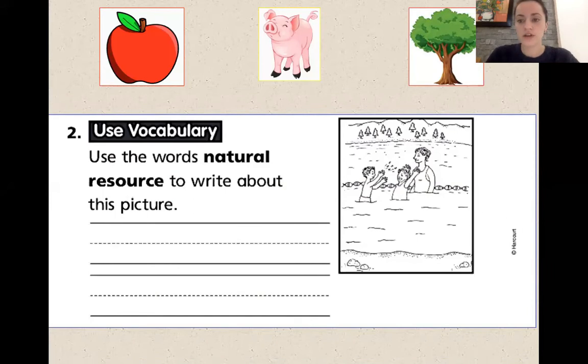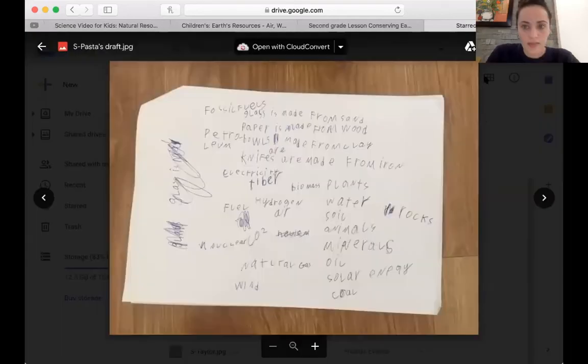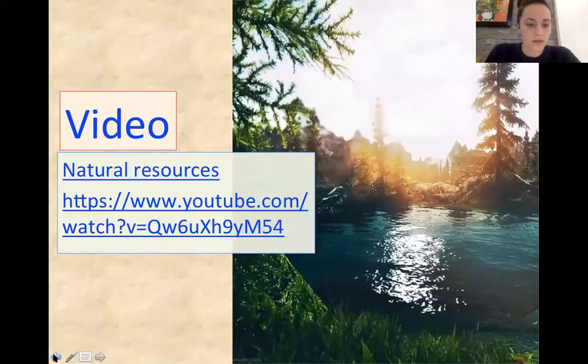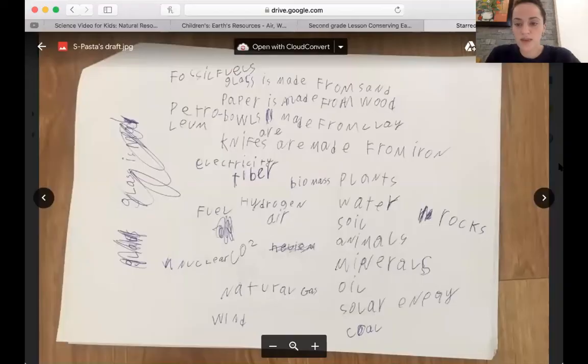Pasta, do you remember what you wrote in your homework? Do you need me to pull it up for you? I cannot remember. That's okay. Here are some of the things you wrote, Pasta. Does this help? The question is, use the words natural resource to write about this picture. So you could say some natural resources in this picture are, what was in the picture? You have some listed right here.